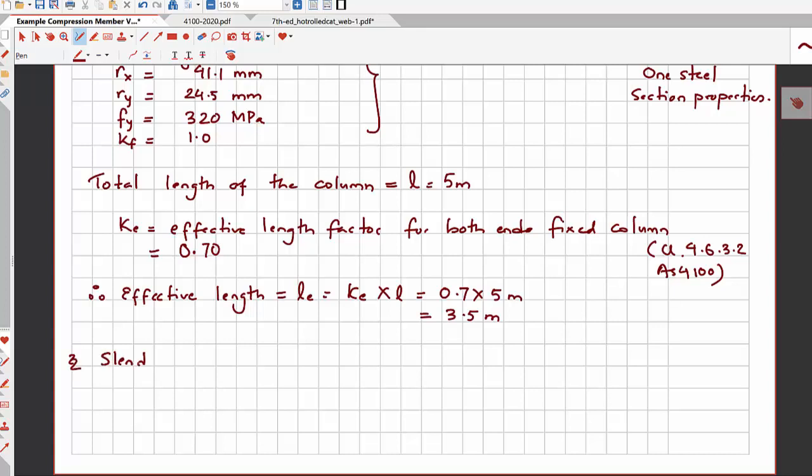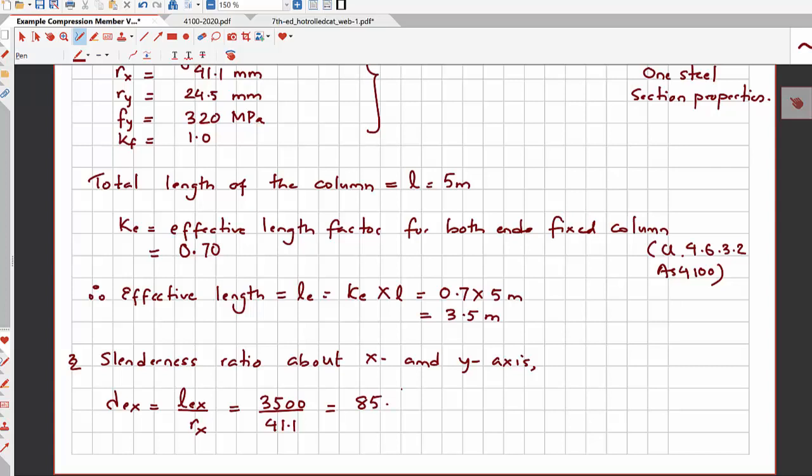So we have lambda EX is the effective length about X axis divided by RX. The effective length in both X and Y direction in this example are the same. There are no bracing about both axes, so it is the same. So LEX is again 3.5, that is 3500 centimeter, divided by RX, which is 41.1. Note there is no unit for slenderness ratio.